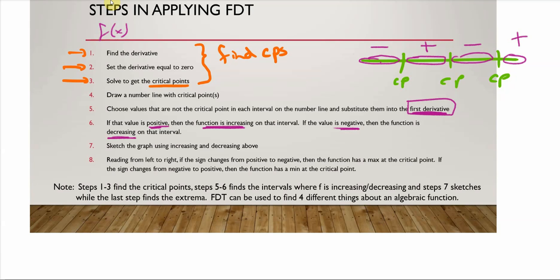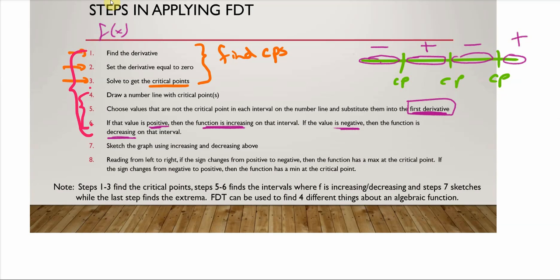Now what I did was I did step number 5 and 6 together. So if I was to ask you on my exam, find me where my intervals are increasing or decreasing, you could actually do the first derivative test, but you would include steps 1 through 6. So if you were to do all these steps here, you're going to be able to find me where the intervals are increasing, decreasing. So the first derivative test has another purpose.